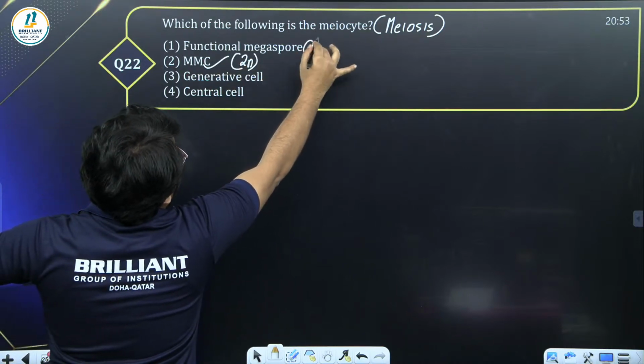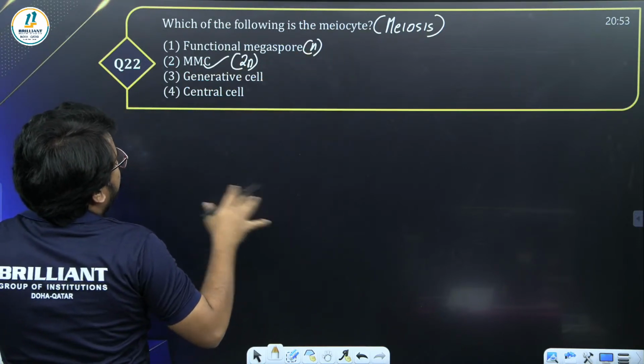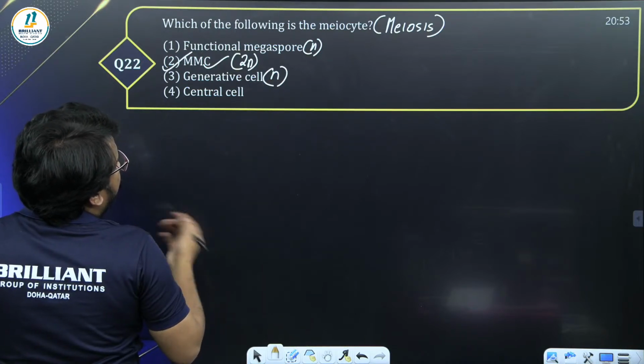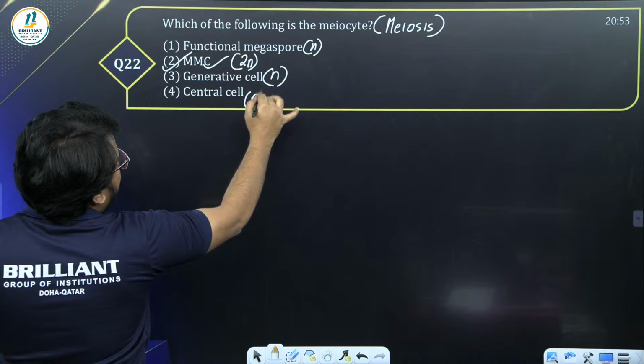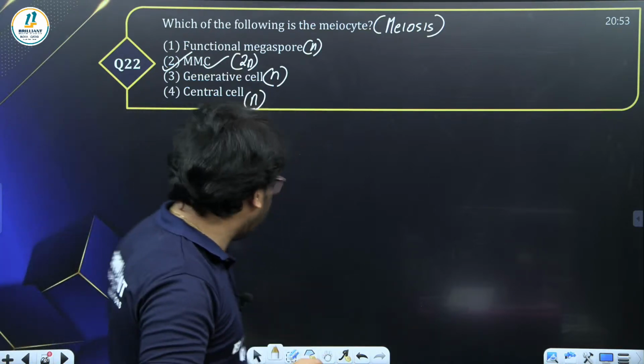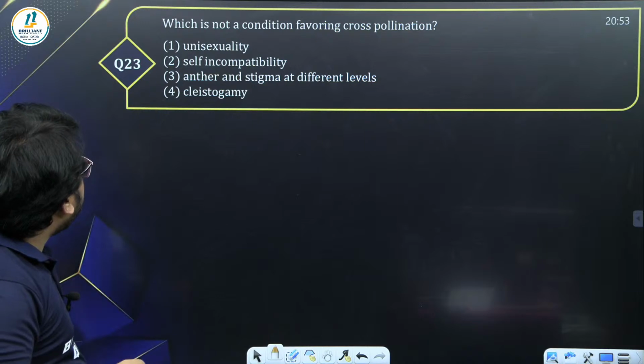Functional megaspore is haploid. Haploid cell will not undergo meiosis. Generative cell is haploid. That is also not going to undergo meiosis. Central cell is also haploid. That will not undergo meiosis. Hope you got it. Now next one.